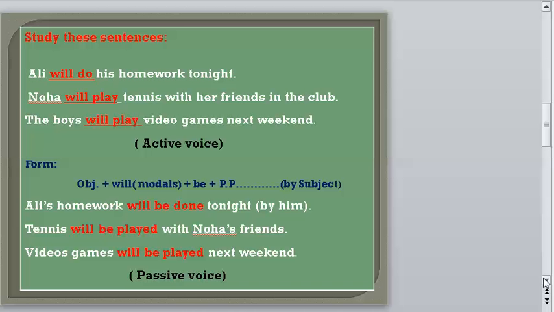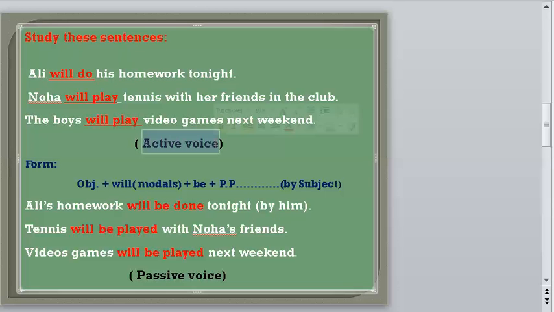Here we have more sentences. Ali will do his homework tonight. If we ask a question, who will do the homework tonight? Ali. Who will play tennis with her friends in the club? Noha. Who will play video games? The boys. Here in these sentences, we know who will make the action. In this case, this is called in English active voice. So what's active? The active is a sentence in which we know who will do the action. We know the doer, the subject.